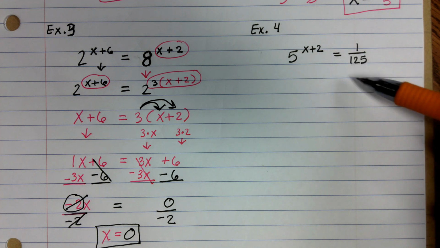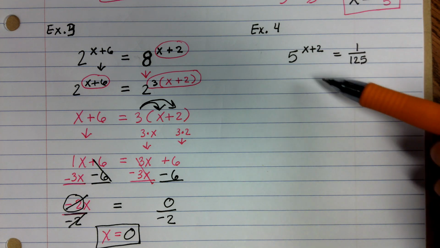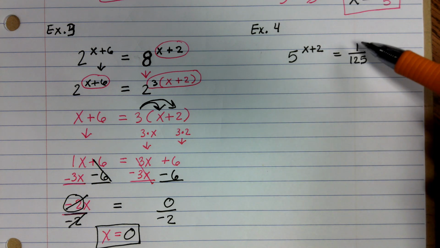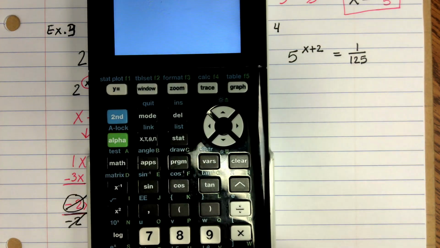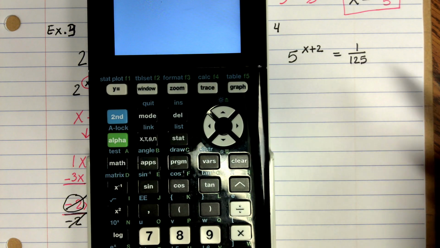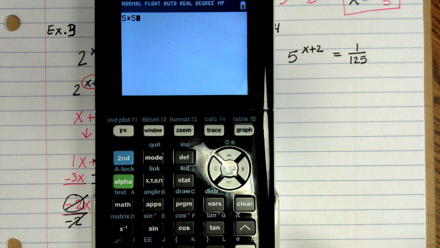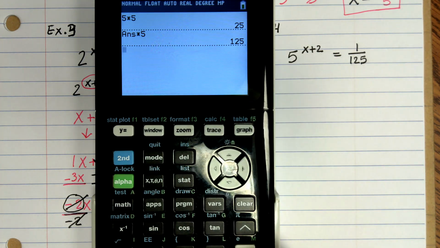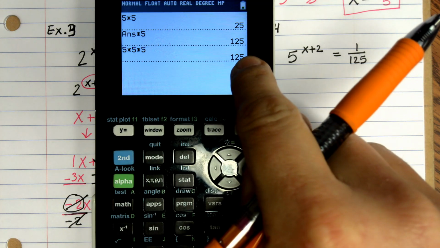Now, if that doesn't look familiar to you, just keep in mind that whenever you have negative exponents for a value, it'll turn into a fraction. So let me show you what I mean. I'm going to guess and check on this one. How many times do you have to multiply it to itself to get 125? For instance, I can do 5 times 5, and that gives me 25. I multiply it by another 5, and it gives me 125. So I know that 5 times 5 times 5 gives me 125.